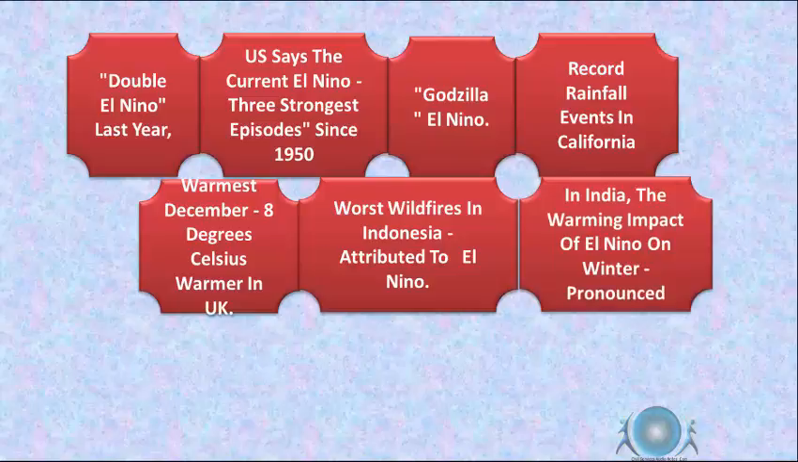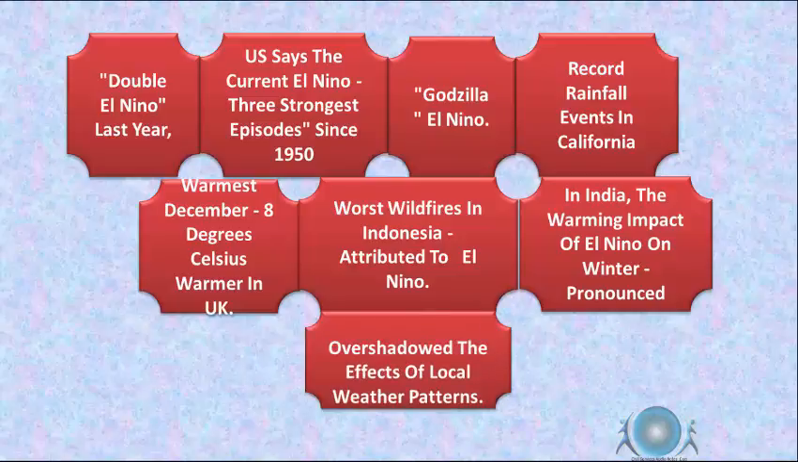In India, the warming effect of El Nino on winter is extra pronounced. Therefore, this year the El Nino effect has overshadowed the effects of local weather patterns that are usually more prominent at this time of the year.